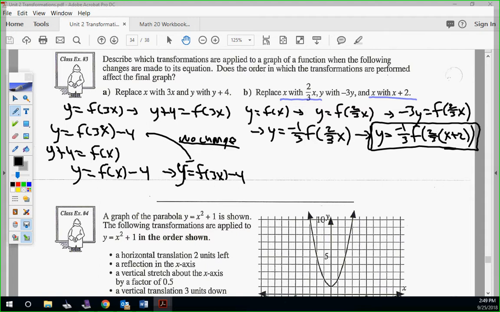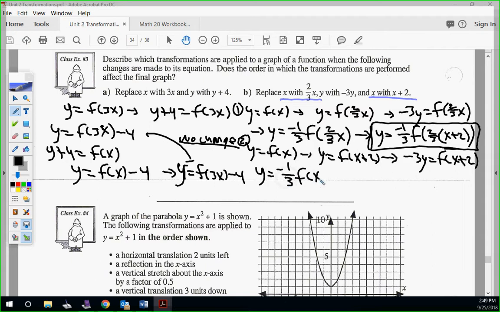So the other way, this is option 1, this is option 2. The first thing we're going to do on this one is plug in the x plus 2 first this time. So y equals f of x plus 2. Then negative 3y equals f of x plus 2. Then we get the negative 1/3 again. And now we're going to plug in 2/3 x for this x. Not negative 2/3, positive 2/3.